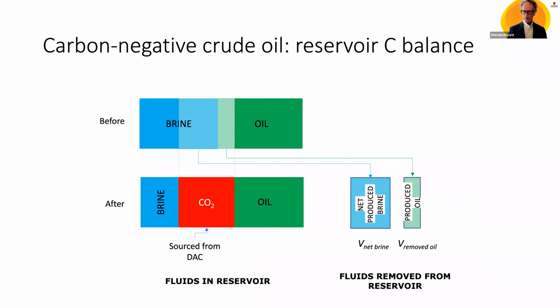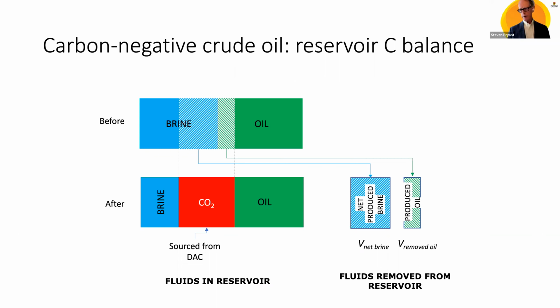So that's the key to get the atmospheric carbon negative balance to work. That has implications for how we look at the reservoir. So we're going to talk now about how you would manage a reservoir to do this. The carbon balance in the reservoir schematically looks like this.